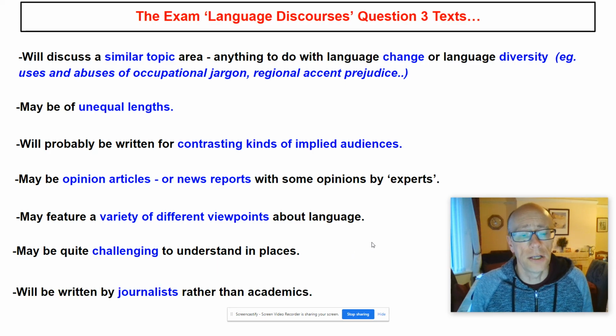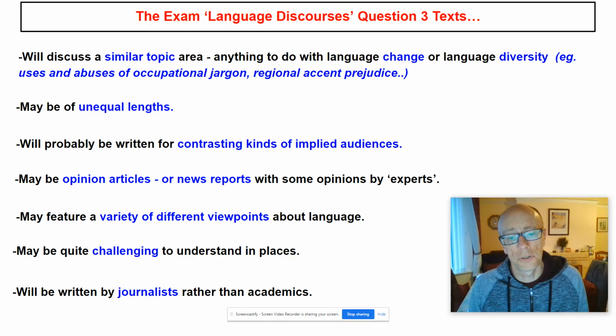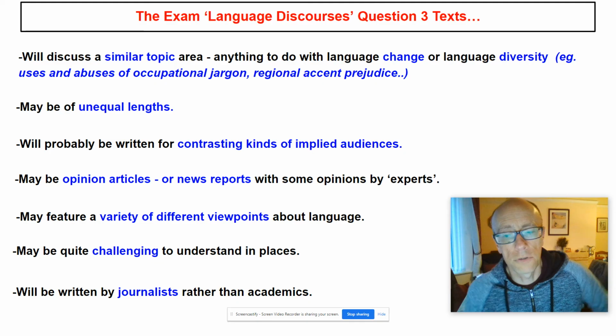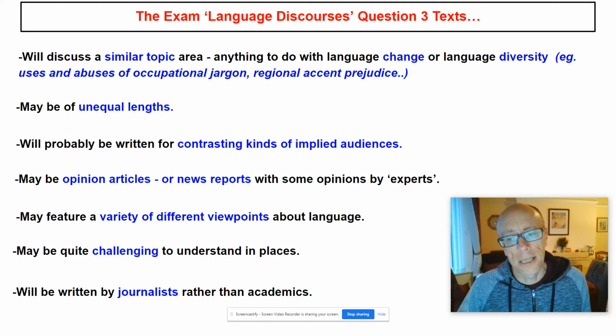And then finally, make a note of the point that the articles will probably be written by journalists, and therefore not trained academics or linguists. Okay, so a lot of the information that you've got there may not be completely data-based. They may not have that cautious approach that most academics go in for, and therefore they may be quite hyperbolic, because what the journalists are trying to do is to court a particular audience.